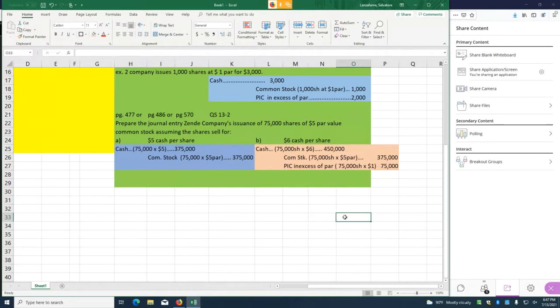So it used to just be the owner made an investment: cash, credit, capital. Now you have this little environment that you have. Any questions on this example that we just did?